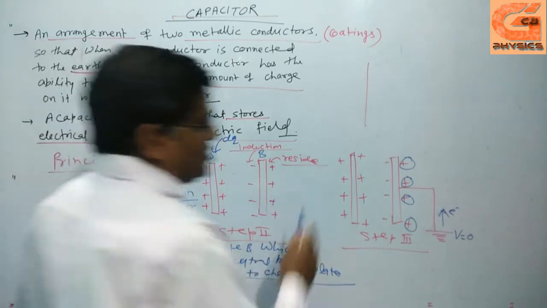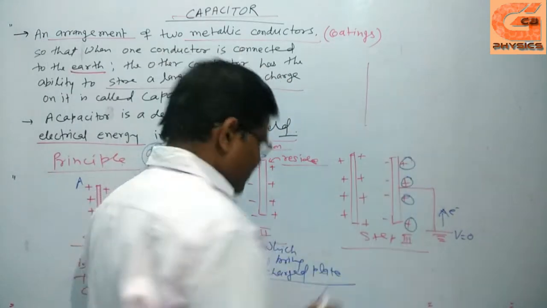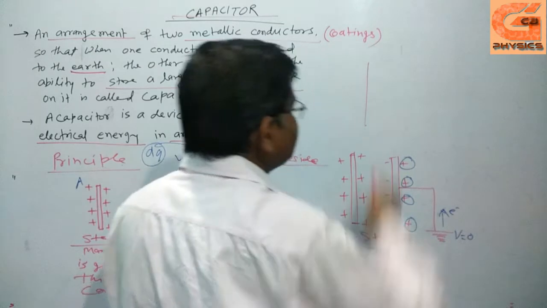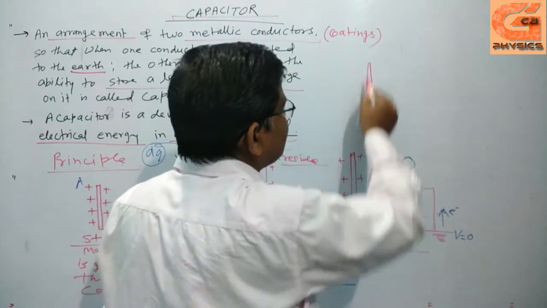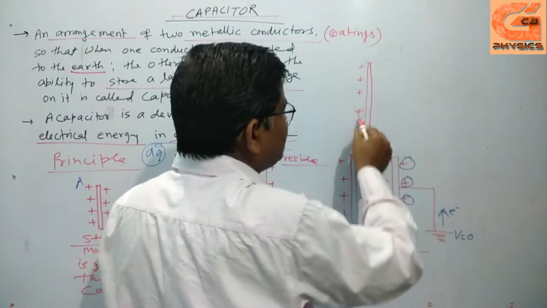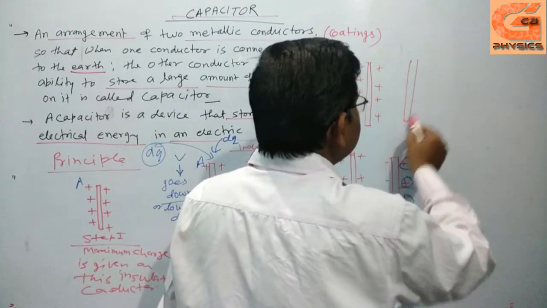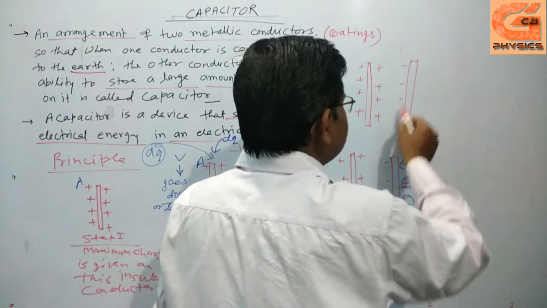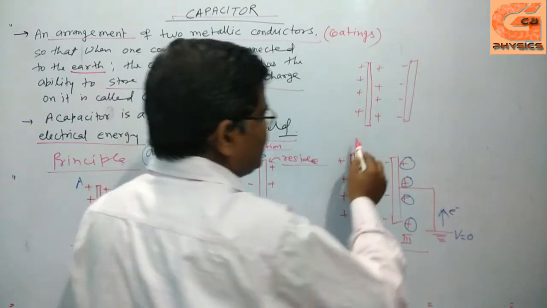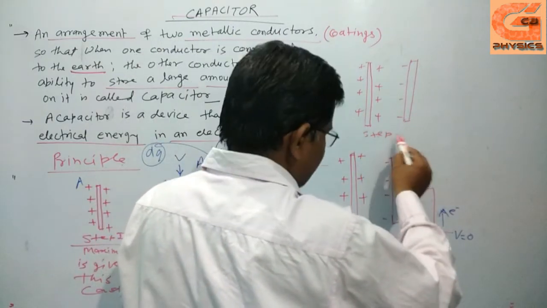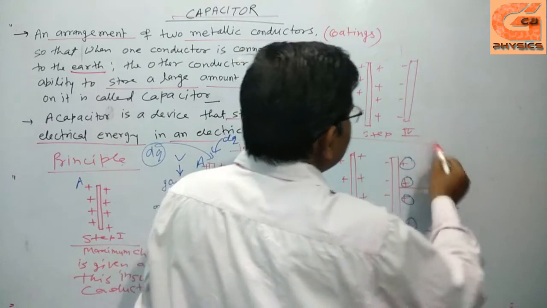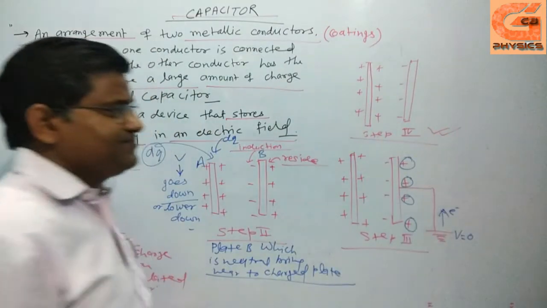And here also, suppose this one is finally the only positively charged body. Finally, this one is the charged body, and here is the only negatively charged body. This is step 4, and this becomes a capacitor. This is the argument.